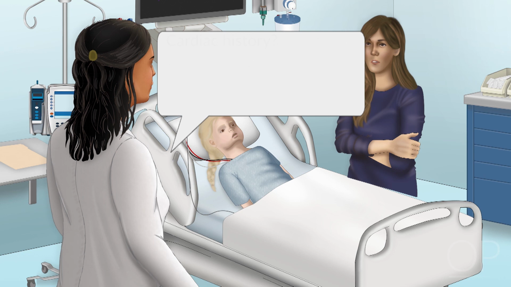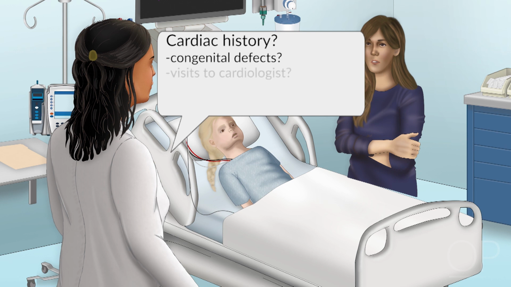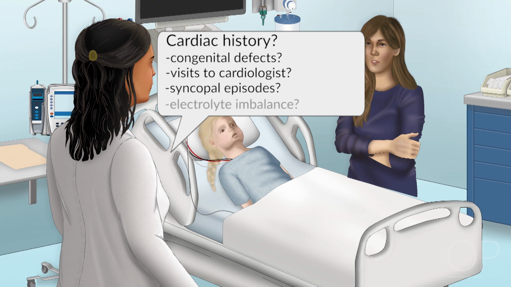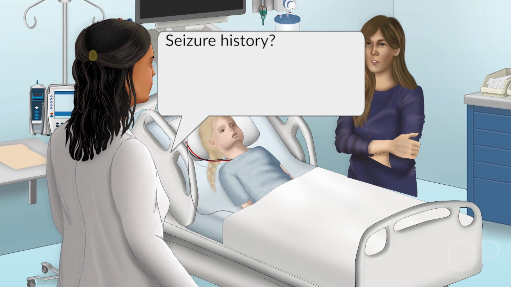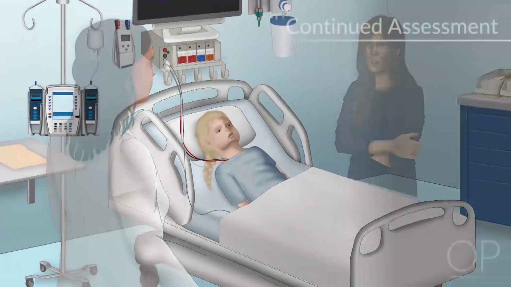And then importantly, our cardiac issues. Here, you want to go through any issues at birth, any need to see a cardiologist in the past, fainting issues, or any problems in maintaining certain electrolytes. Finally, you want to ask about seizure history. This could be as simple as febrile seizures at a young age, or an underlying seizure disorder, which this patient has already been treated with some anti-epileptic, and we just need to be aware of that.